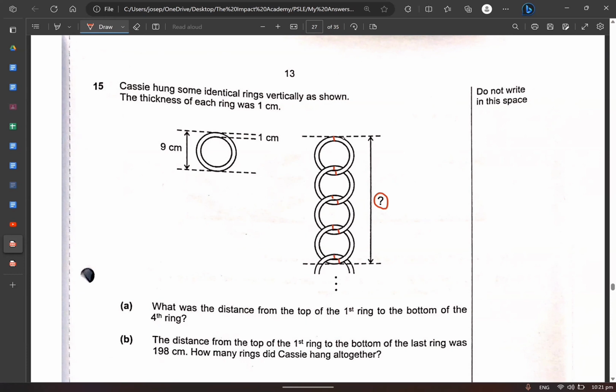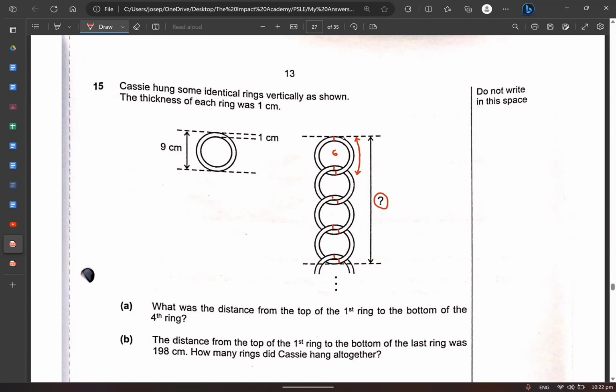So if that is the case, then this part over here, because from here all the way to the bottom of the ring is 9. So 9 minus 1 is 8. 8 minus 1 is 7. 7 minus 1 is 6. So this part is 6. So that means from here all the way down.